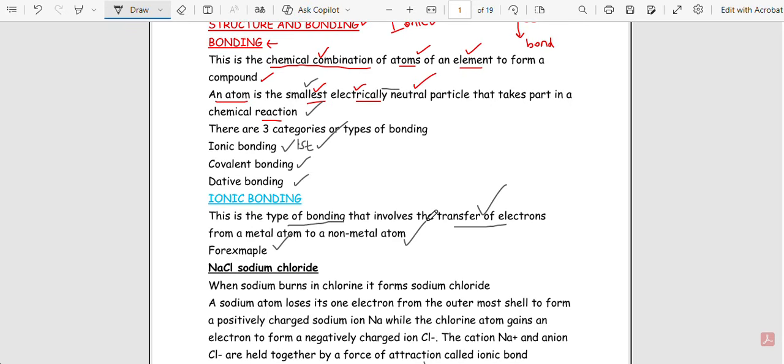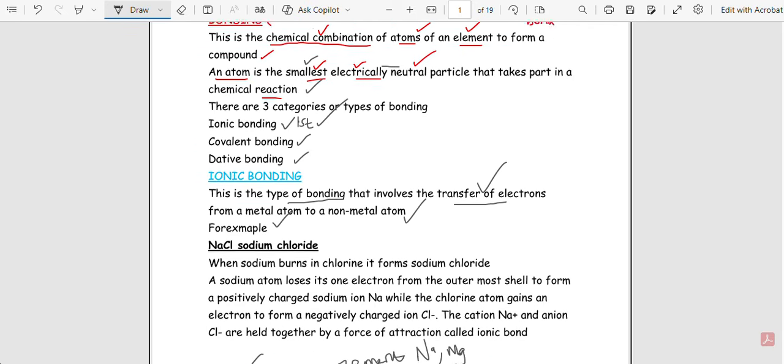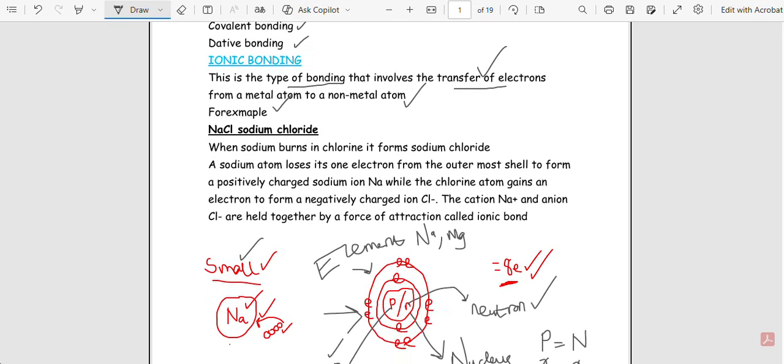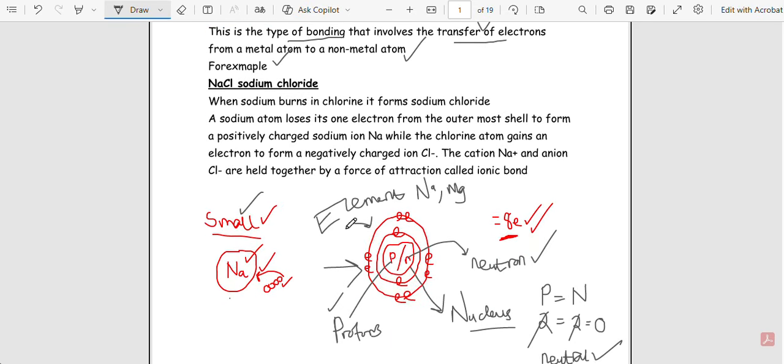Those are the key terms: the transfer of electrons from a metal atom to a non-metal atom. Okay, this one involves transfer of electrons from a metal atom to a non-metal atom. Why? To obtain a stable electronic configuration. So we are going to see this.